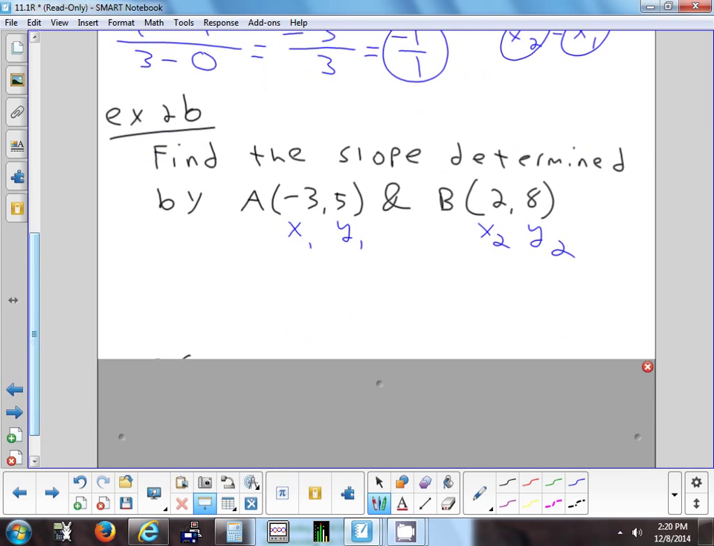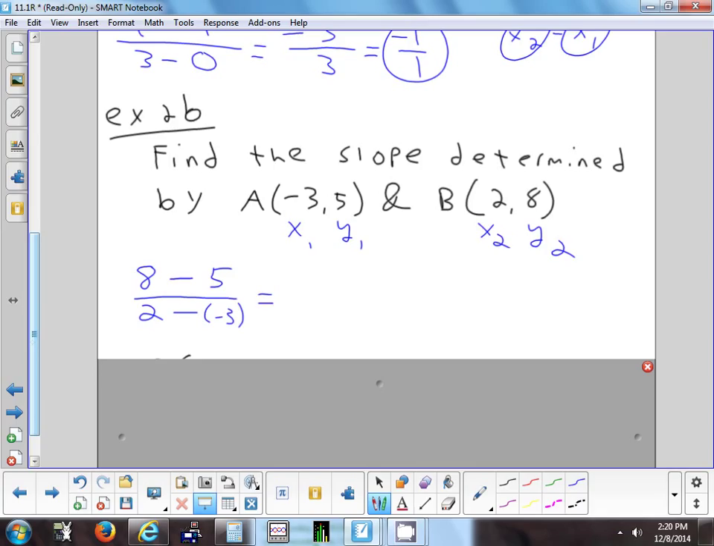Okay. Now we fill in our formula. Somebody tell me, what's the first number on top? You can either tell me the letter and then we'll look it up, or just tell me what the number is. Go ahead, Elijah. I put 8. Good. y2 minus 5, what's y1? Good. What's the first number on the bottom? Yep, Laura. x2 minus negative 3.